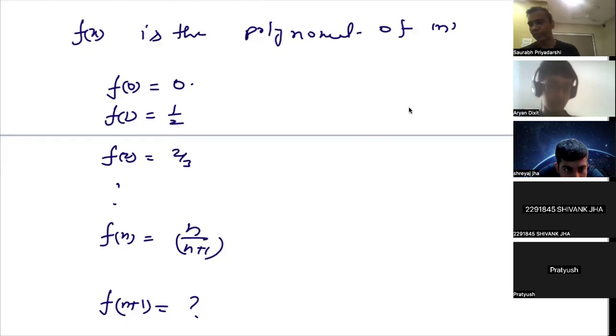You have to find f(n+1). Now, the leading coefficient is not given in this question. So not the numerical value, the answer will be in terms of n only, right? But the leading coefficient will play an important role in this question.